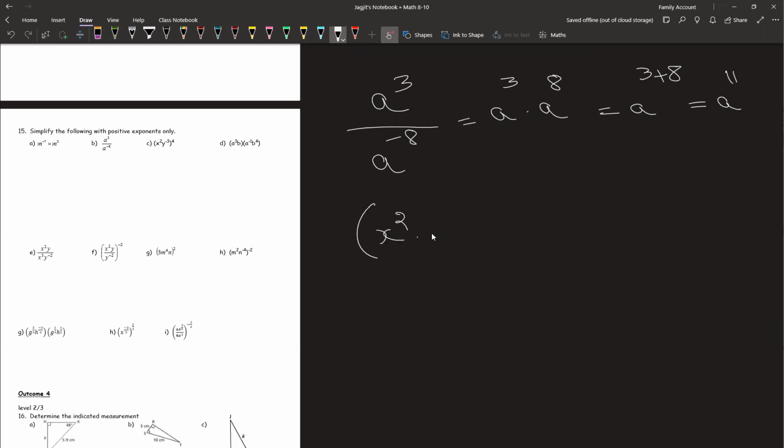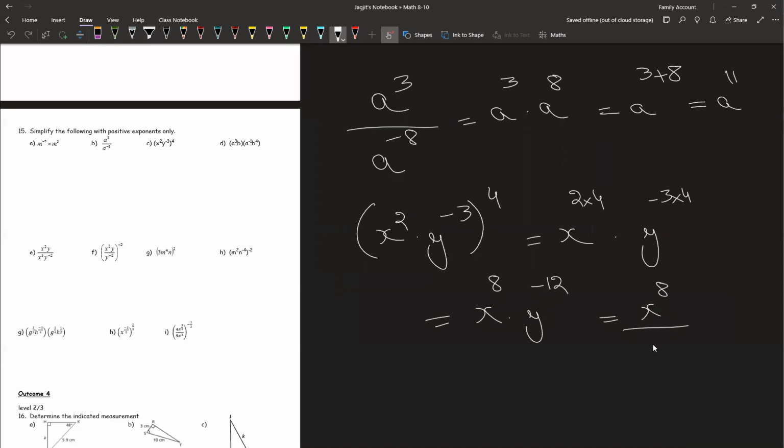If I give you x squared times y to the power minus 3, all raised to the power 4, FOIL it. So x to the power 2 times 4 times y to the power minus 3 times 4. That gives me x to the power 8 times y to the power minus 12, which is x to the power 8 over y to the power positive 12.